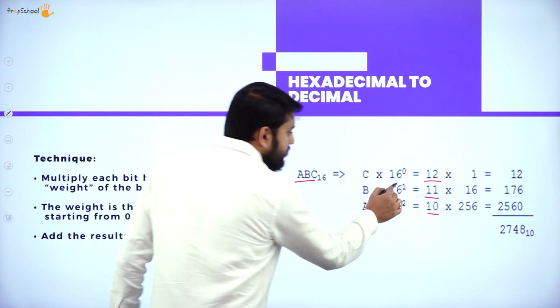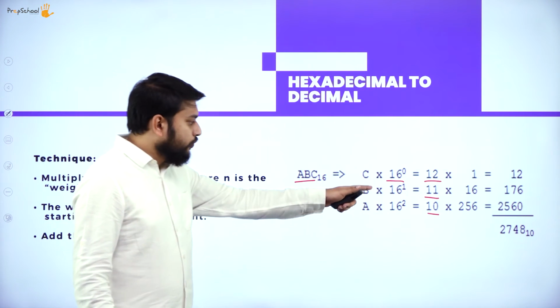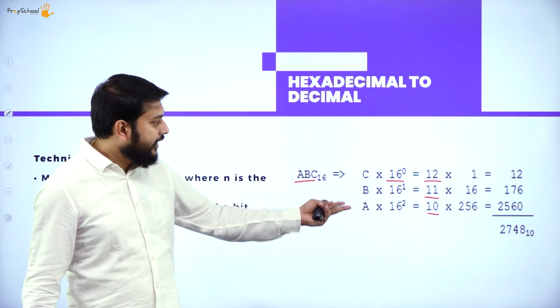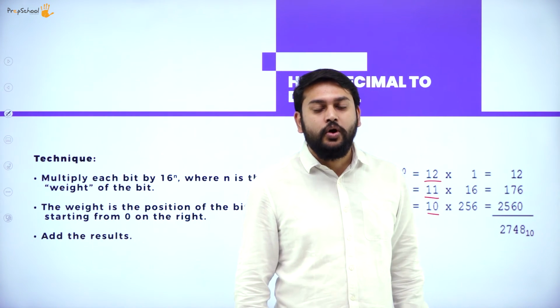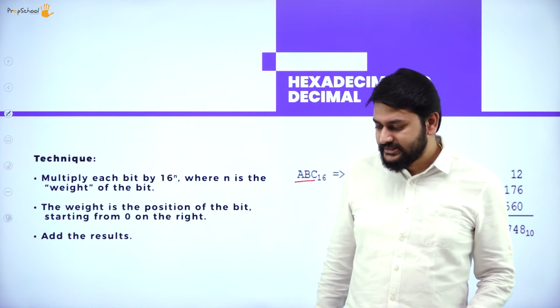So what is that I will write? 16 to the power of 0, 1 and 2. So then I'll perform the multiplication. Then I'll perform the addition. So this is what all these methods I've already discussed.